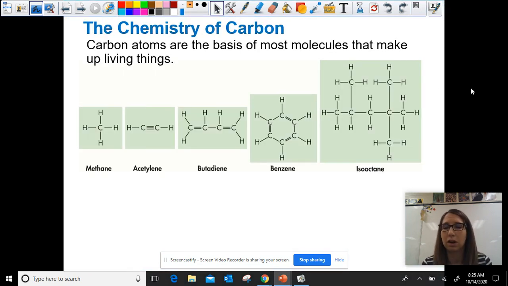So when we look at carbon, remember we said back in section 2.1, carbon is really important, and it's so important, in fact, that there's a whole field of science dedicated to just studying carbon, as odd as that may sound. So carbon is kind of the defining focus of what we call organic chemistry.